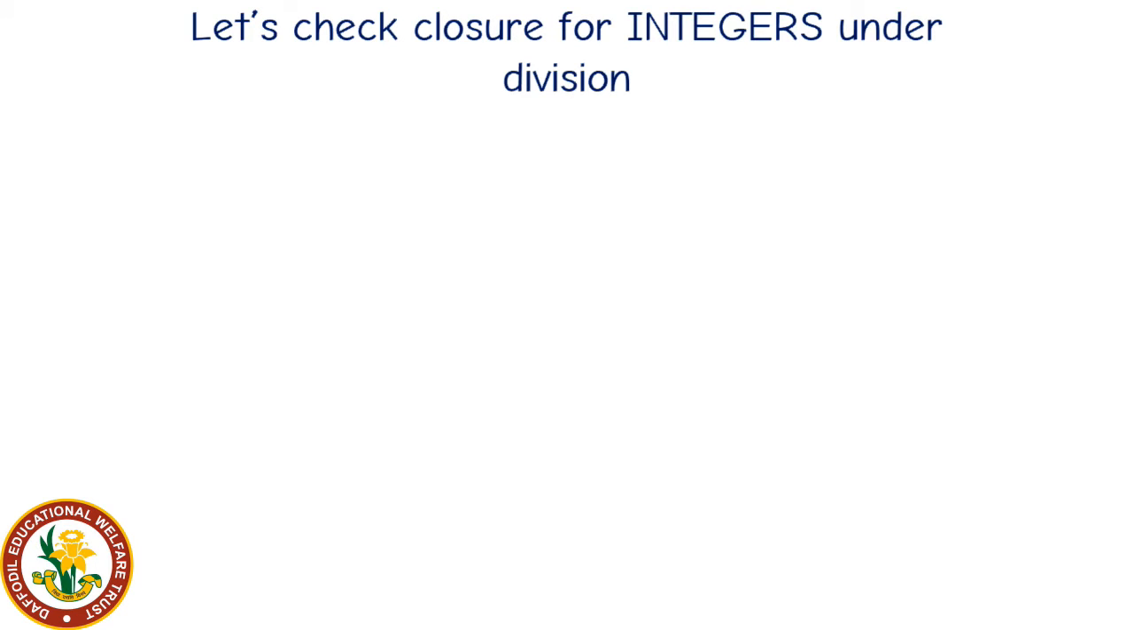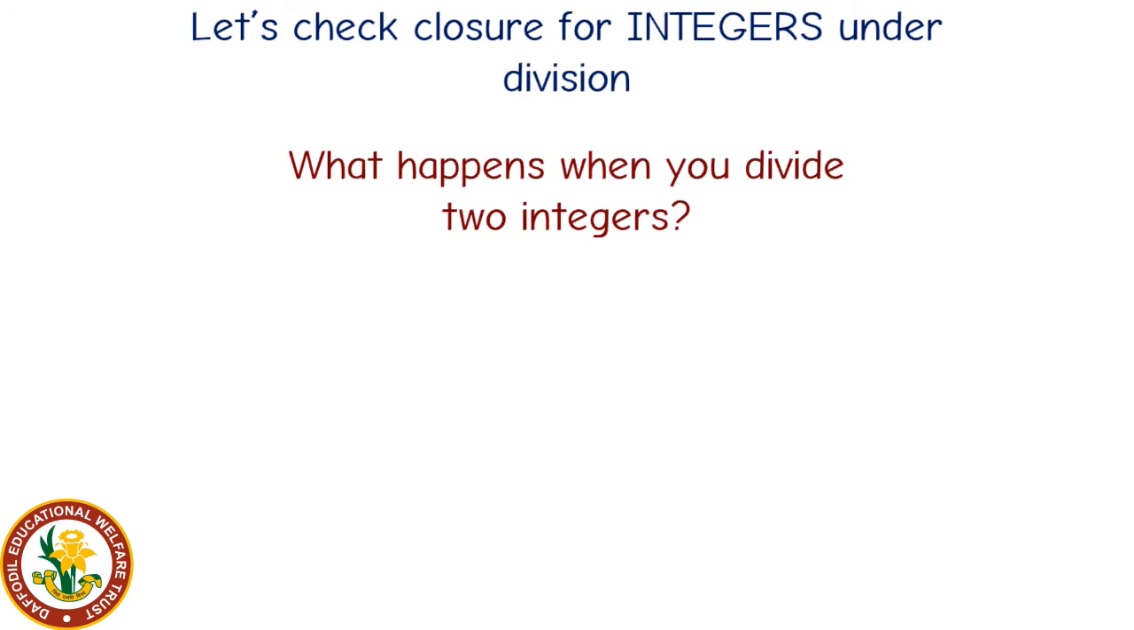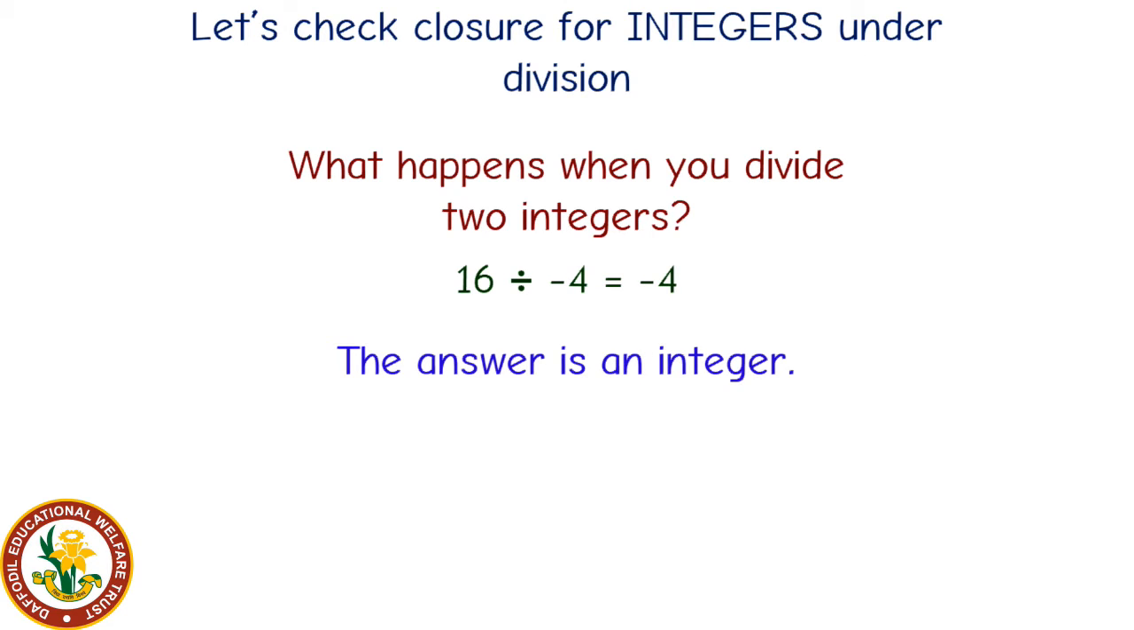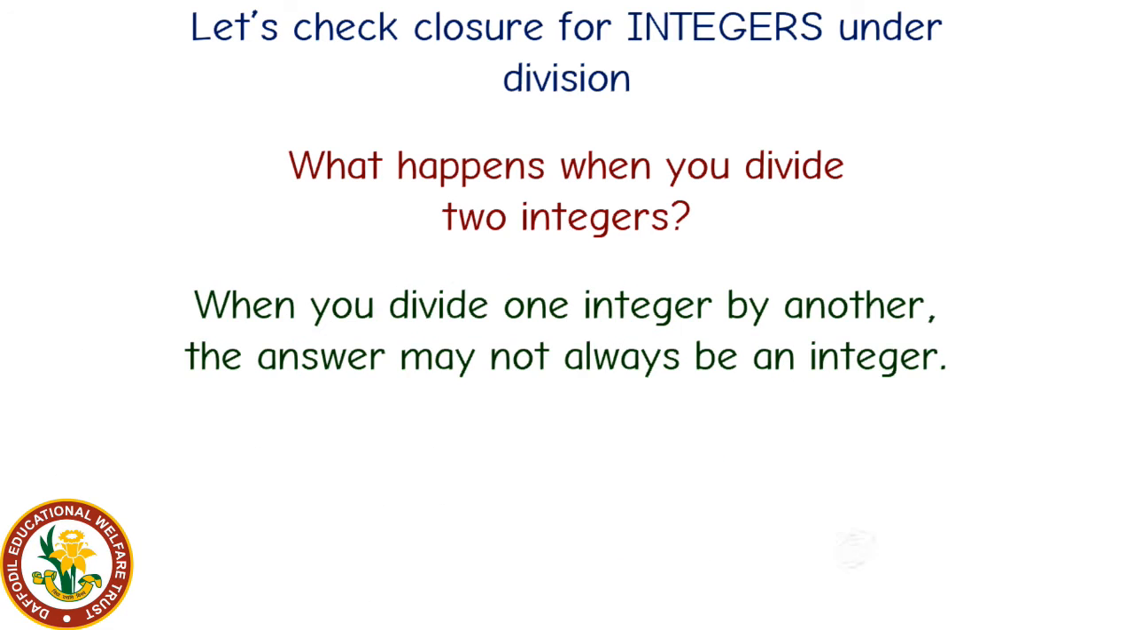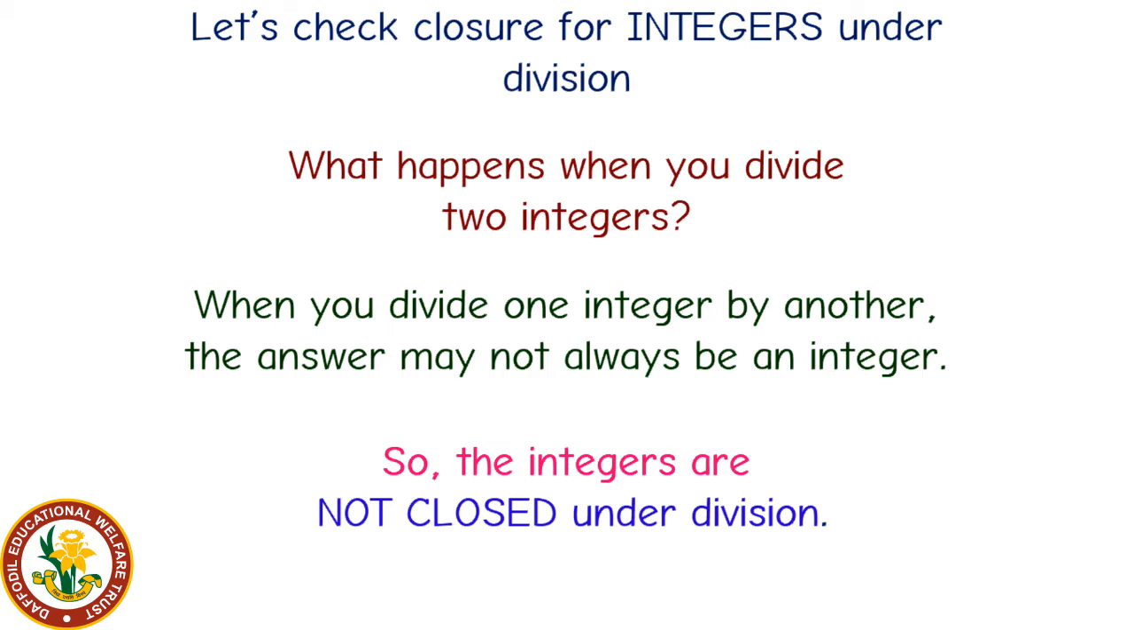Let's check closure for integers under division. What happens when you divide two integers? 16 divided by minus 4 is equal to minus 4. The answer is an integer. Minus 12 divided by 5 is equal to minus 12 upon 5. The answer is not an integer. When you divide one integer by another, the answer may not always be an integer. So, the integers are not closed under division.